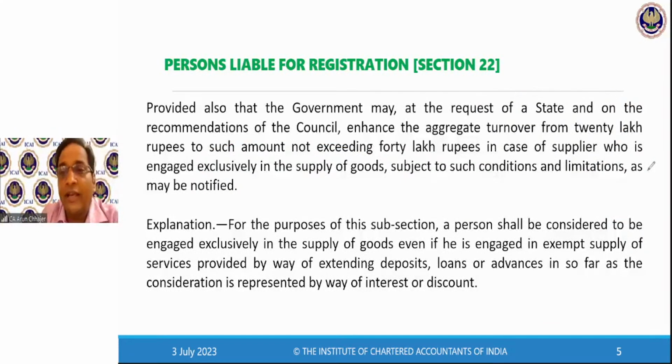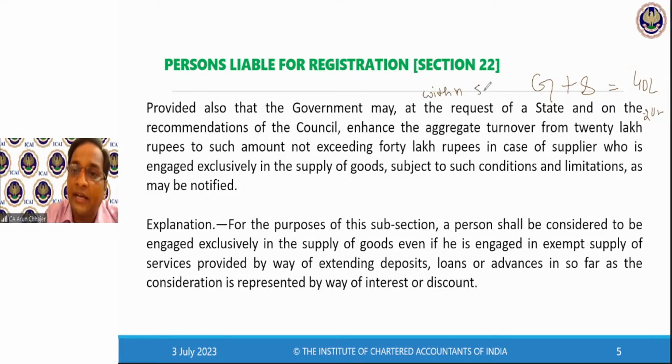Now, if I am making the supply of goods plus supply of services, what would be your answer? Would the limit be 40 lakhs, 20 lakhs, or mandatory registration? I'm talking about within the state. Darshan, we will discuss the list. The list is being given.